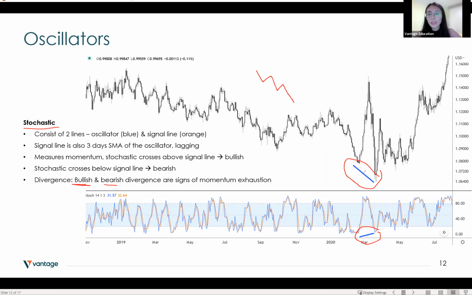Also, you can see that price is putting in a new low, but stochastics fails to put in a new low. What this shows us is that this bearish momentum could be slowing or changing, following which you can see clear movement upwards. So this is on divergence. Let's take a look at the next slide.